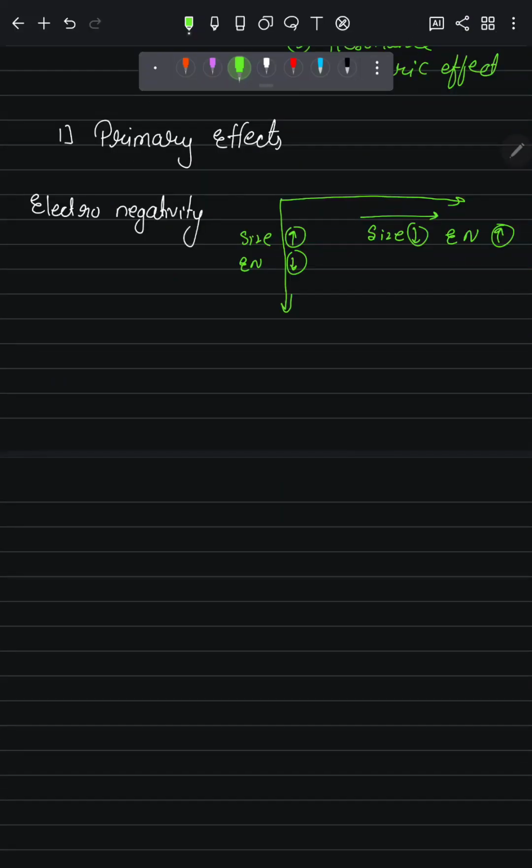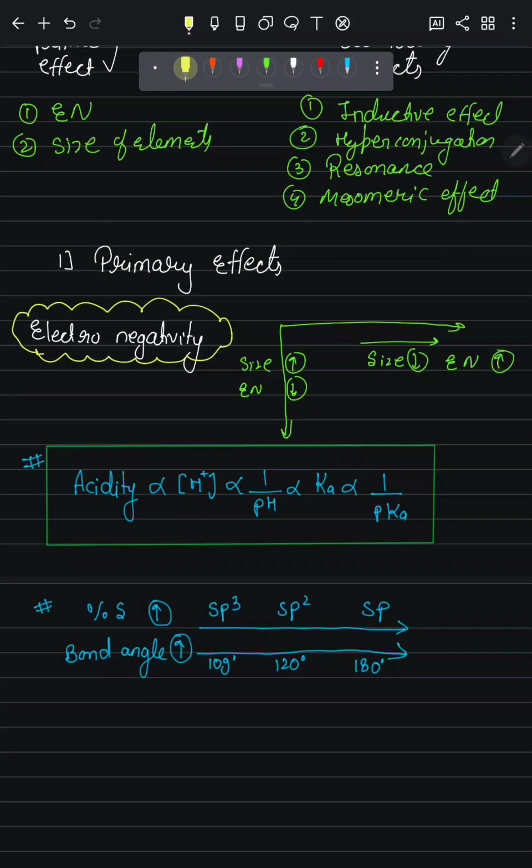In the periodic table, we know that if we go across the period, the size of the elements decreases and electronegativity increases, and if we go down the group, then electronegativity decreases and size increases. There are some relations which are important for learning general organic chemistry, which we need to know.